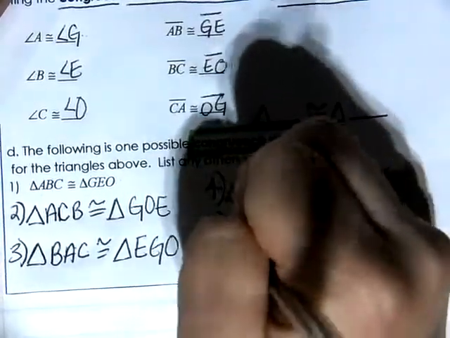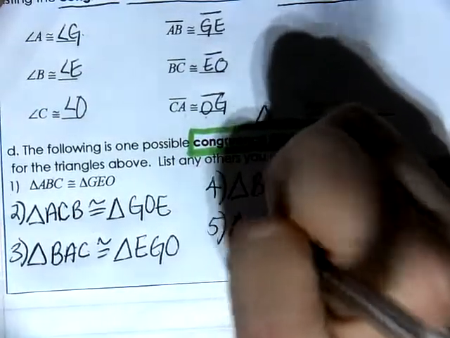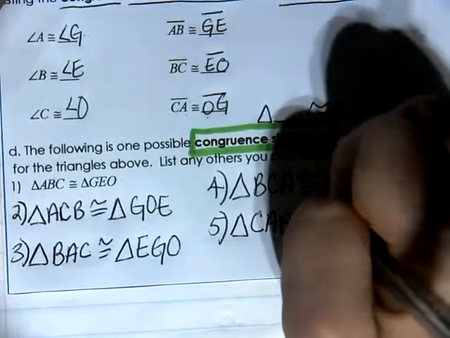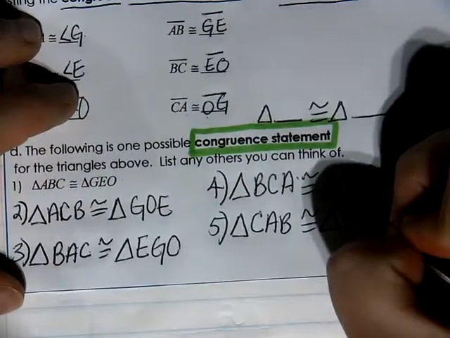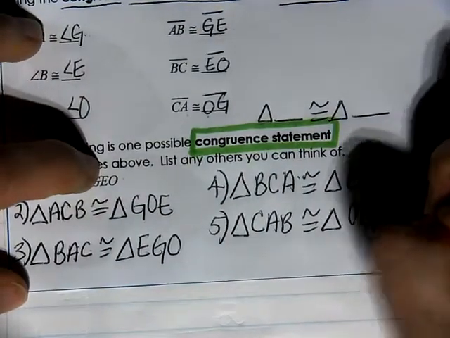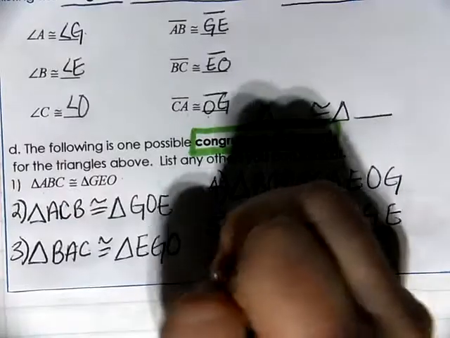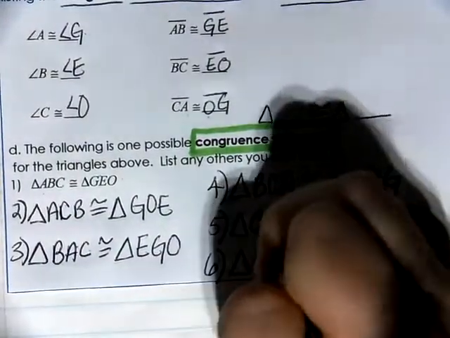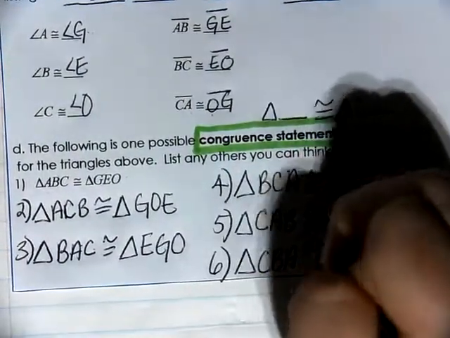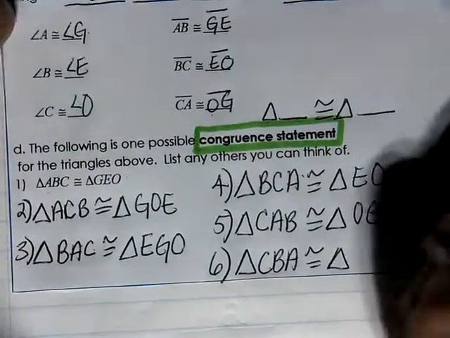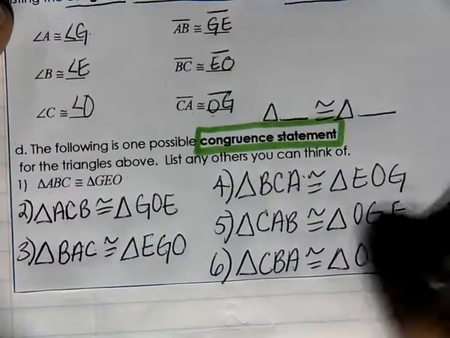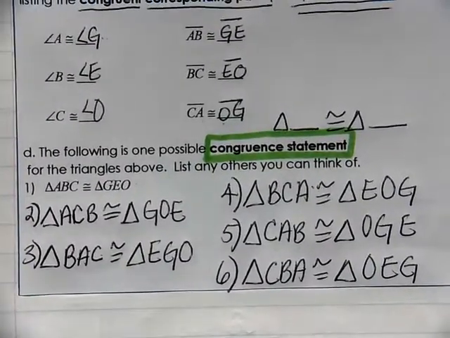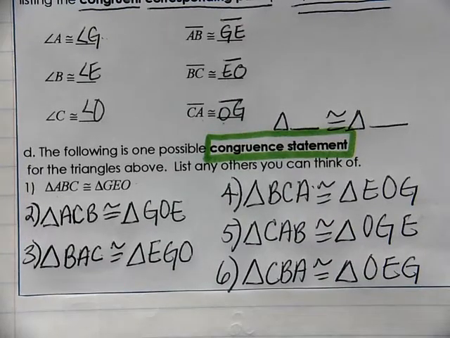There's another statement that we could say. Triangle CAB would be congruent to triangle, C matches with O, A matches with G, and B matches with E. Triangle OGE. And finally, triangle CBA would be congruent to triangle, C matches with O, B matches with E, and A matches with G, OEG. And these are the 6 congruent statements that we can say about our triangle that we have up above.